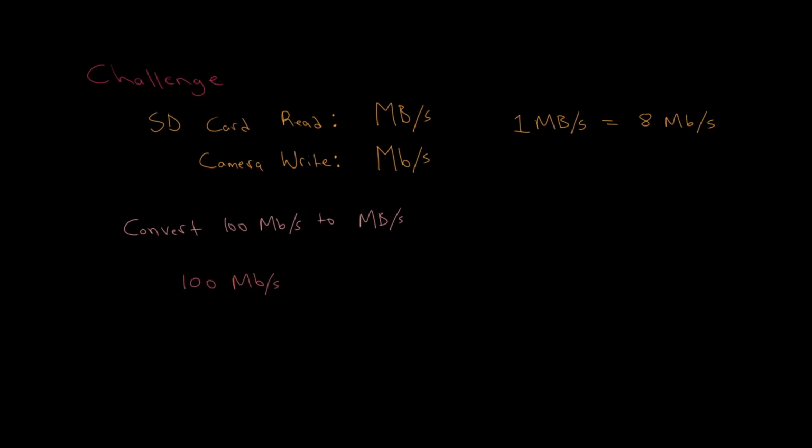Multiply 100 megabits per second by 1 megabyte per second, and then divide that by 8 megabits per second. So what happens is, the 2 megabits per second cancel out, and then what we're left with is megabytes per second. So our final answer would be 12.5 megabytes per second.